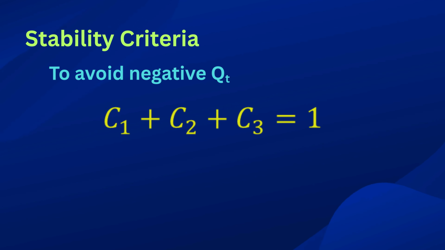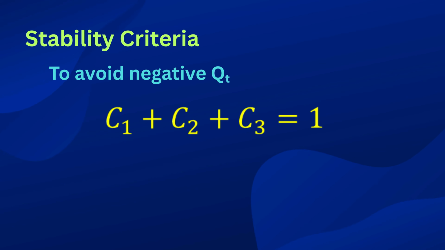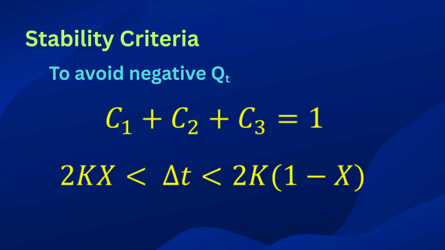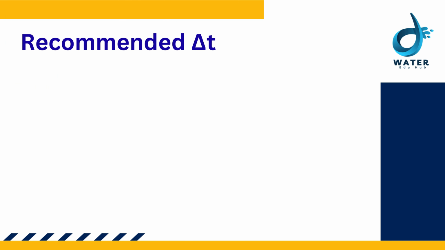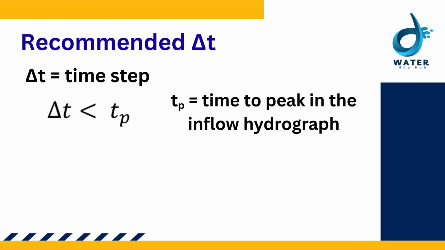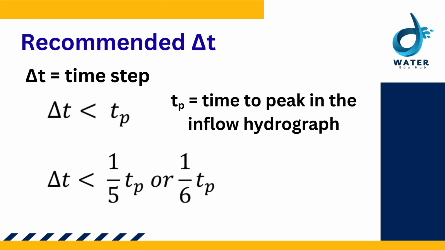First, the summation of C1, C2, and C3 should be 1. Secondly, the delta t, the time step, should be between 2Kx and 2K(1 minus x). There are also some recommendations for the suitable delta t. For example, it is suggested to keep delta t smaller than the time to peak of the inflow hydrograph. Some studies recommend delta t being smaller than 1/5 or 1/6 of Tp.